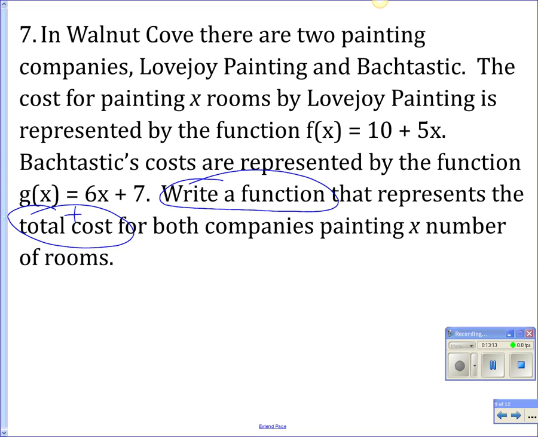Blake, what 2 things am I adding? Good. So he's already skipped to the functions, but I'm adding Lovejoy and Bachtastic. Those are the 2 things I'm comparing. So Destiny, what does it give you for Lovejoy? It already gives you the function. What is it? So the only part we need is the 10 plus 5x. We don't need that f of x. Nadia, what do they give you for Bachtastic?